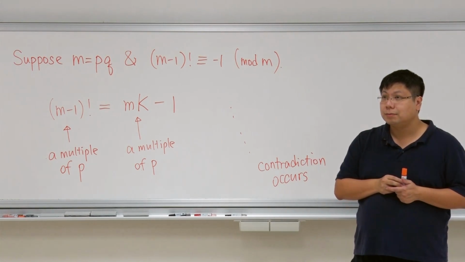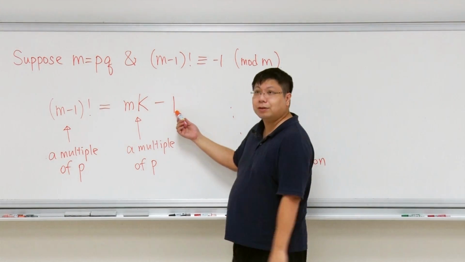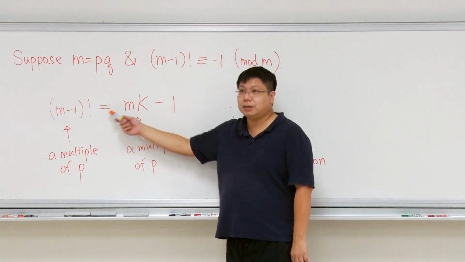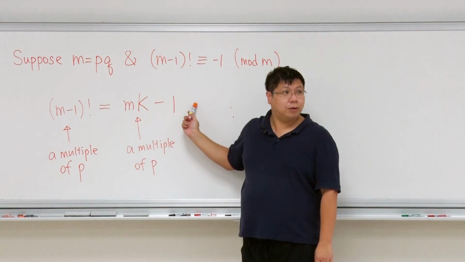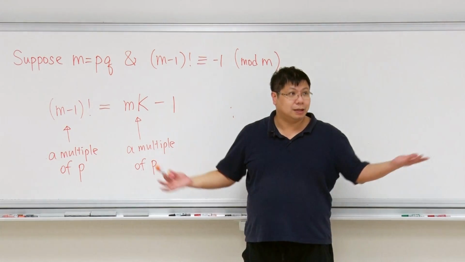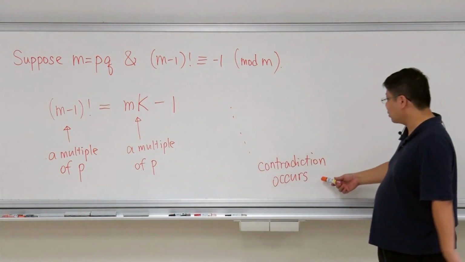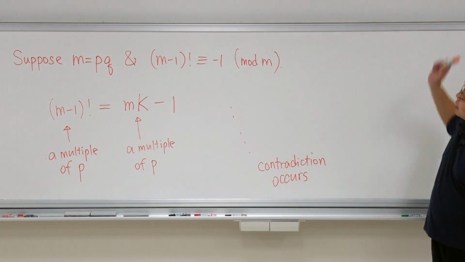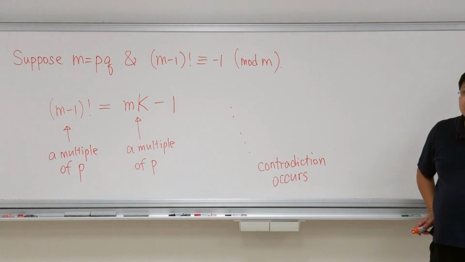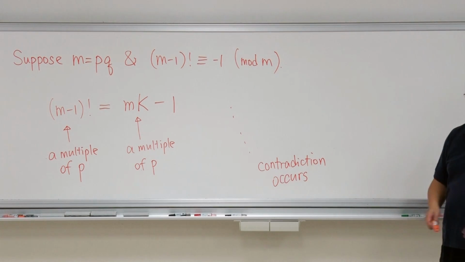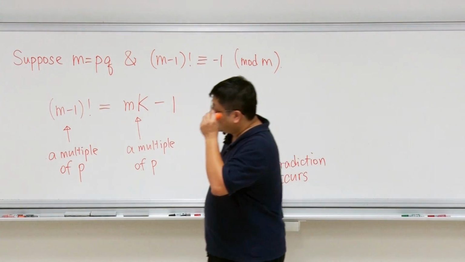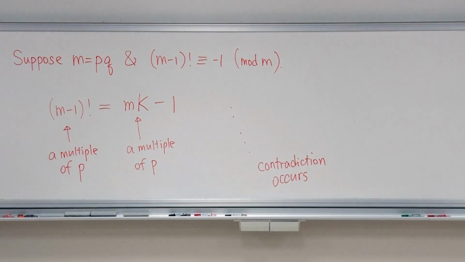Is that okay? Good. Contradiction. This is a multiple, this is a multiple. Then this forces minus 1 to be a multiple of p, but it is impossible. Is that okay? Good. So a contradiction occurs, and so we get Wilson's theorem proven. Okay. Good. That's it. So this part is done.